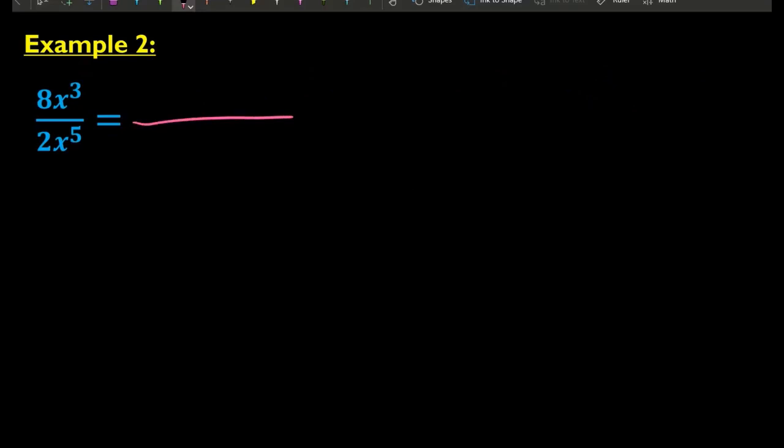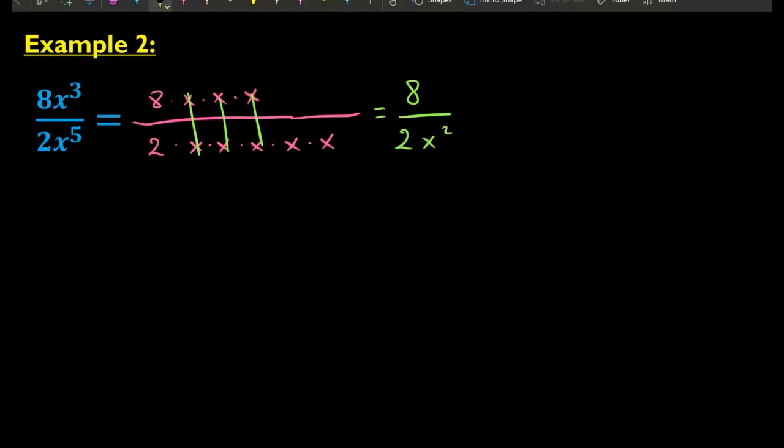Alright, example 2, we're going to write down 8 times x times x times x, 3 times, over 2 times x times x, 5 times. Okay, and we see that the x's cancel each other out. That will give me 8 over 2x squared. And since this is a division problem, simplifying this will give me 4 over x squared as the final answer.